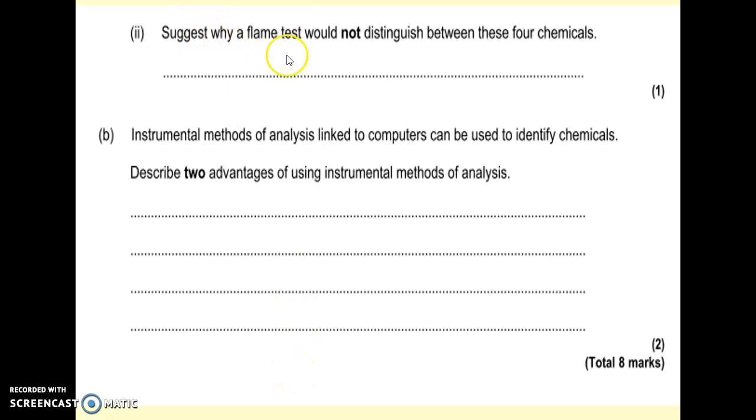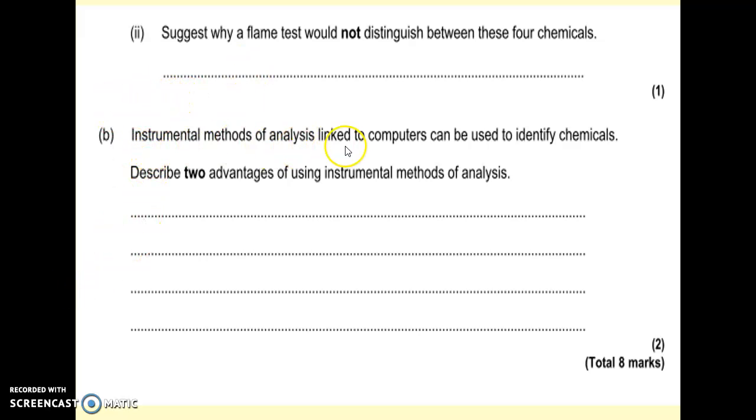Now suggest why a flame test would not distinguish between these four chemicals. A flame test will show a yellow flame in all the four cases. So we will not be able to distinguish between these four chemicals. Furthermore, a flame test is to identify positive ions.